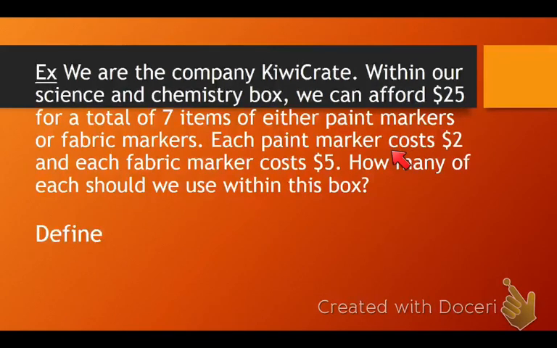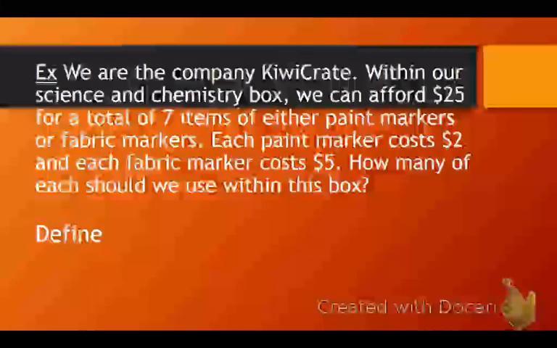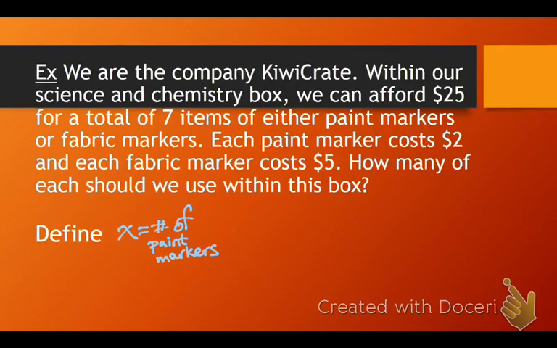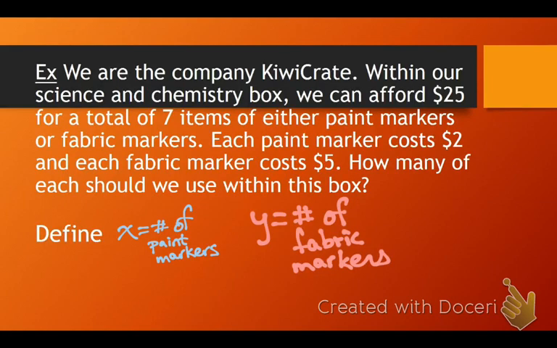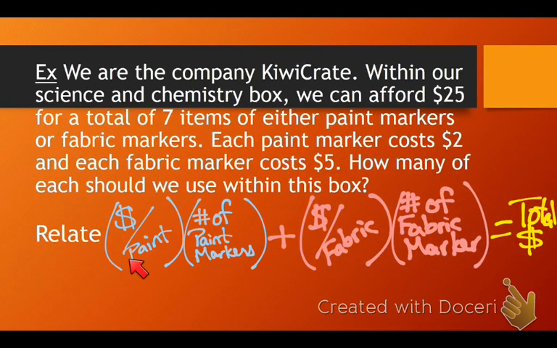So we've got 2 variables going on right now, paint markers and fabric markers. So let X be the number of paint markers, let Y be the number of fabric markers, and let's see the setup of how this is going to be related. So we've got the cost per paint marker times the number of paint markers plus the cost per fabric marker times the number of fabric markers. That's going to equal our total cost.